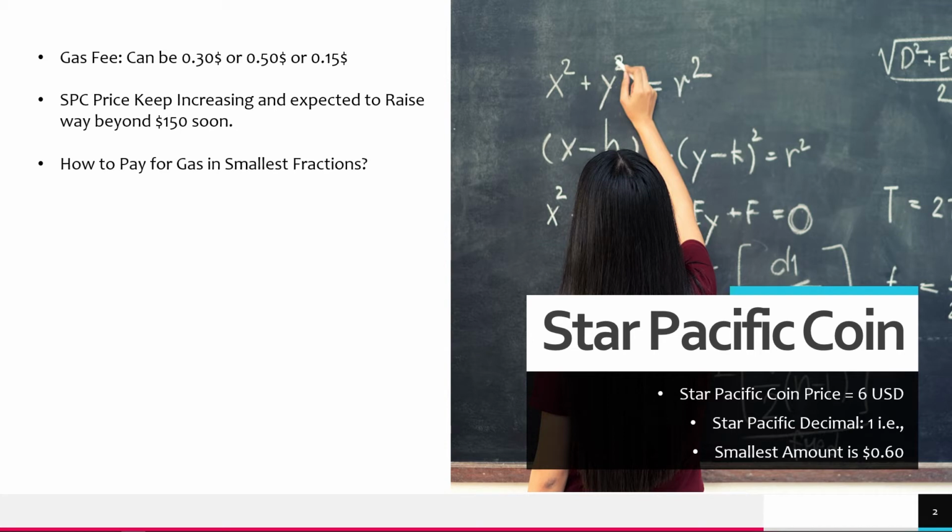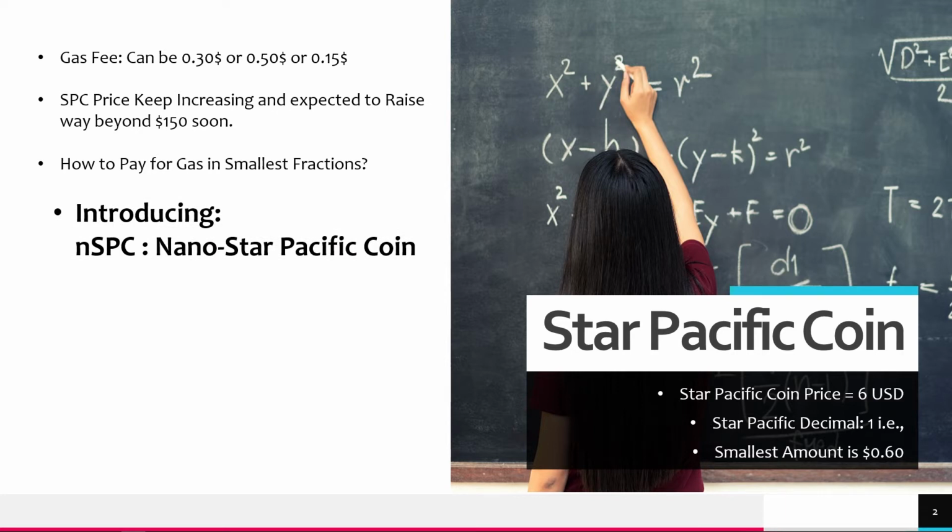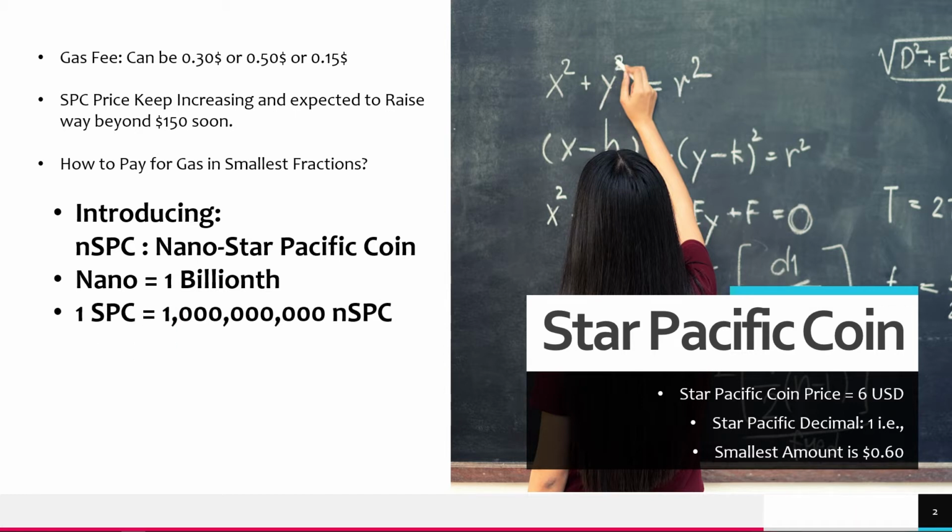Now then, how to pay for the gas in the smallest fraction? How can we pay 30 cents, 50 cents or 15 cents, whatever the smallest fraction amount is? For that, the company has introduced nSPC, that is Nano Star Pacific coin. As we know, 1 nano is equal to 1 billionth of whatever it is representing. So that means 1 Star Pacific coin is going to be 1 billion nano Star Pacific coins.